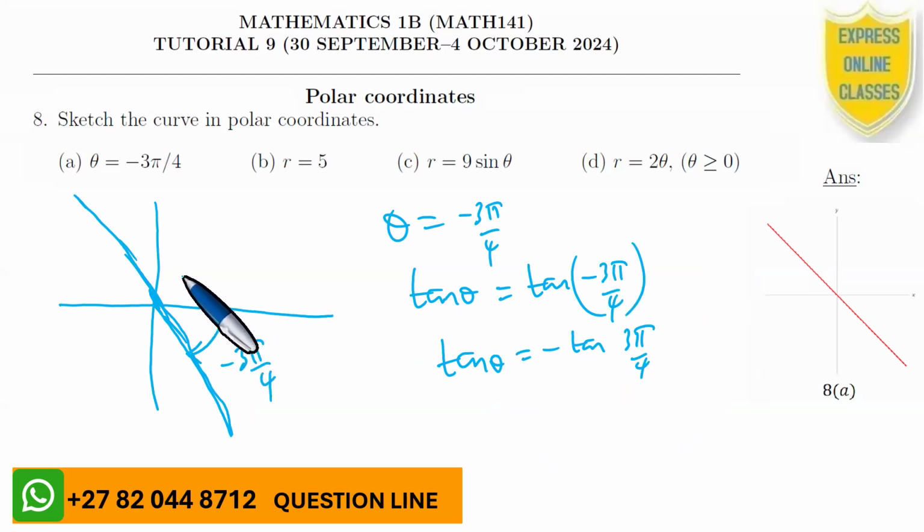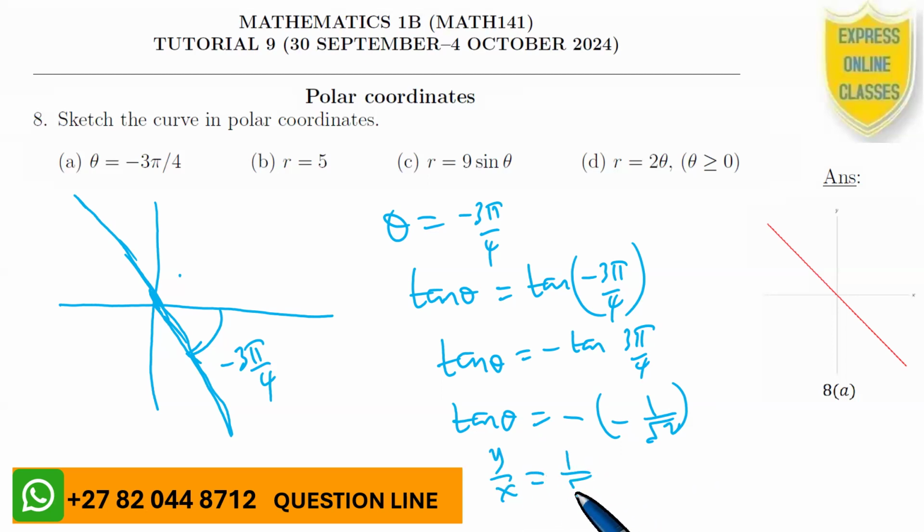Now, 3 pi over 4 is the same as what? Pi over 4 is 45 degrees, 2 pi over 4 is 90, and then 3 pi over 4 is here in the second quadrant, where the tangent is negative. And then it is negative 1 over the square root of 2. Now you can see the tangent is y over x, which is 1 over the square root of 2 times x.